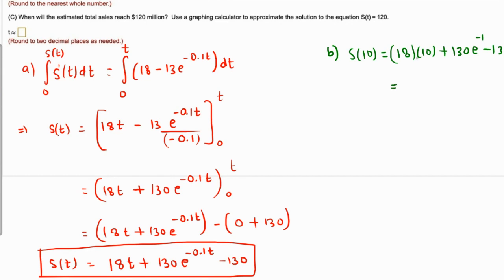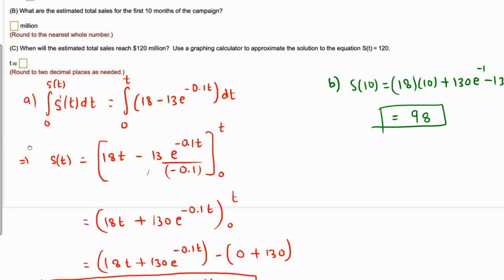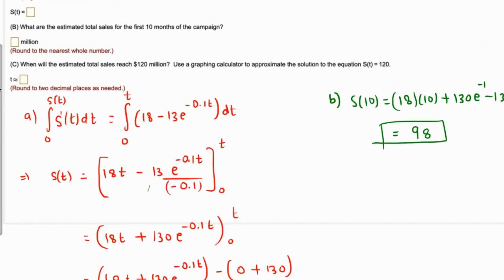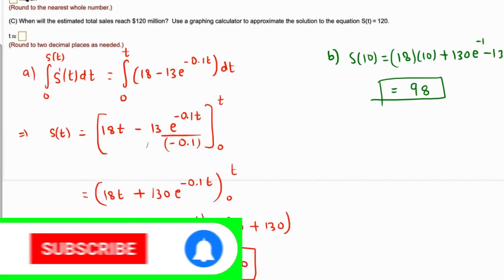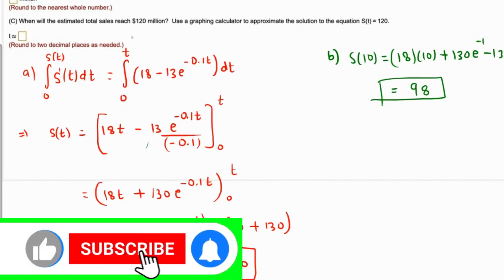So 130 over e, plus 180 minus 130. So this is coming as, remember, we need to answer to the nearest whole number, so that is coming as 98. And this is in millions, so we don't have to add million because they have already written it over here. There's 98. And then they are talking about when will the estimated total sales reach 120 million.